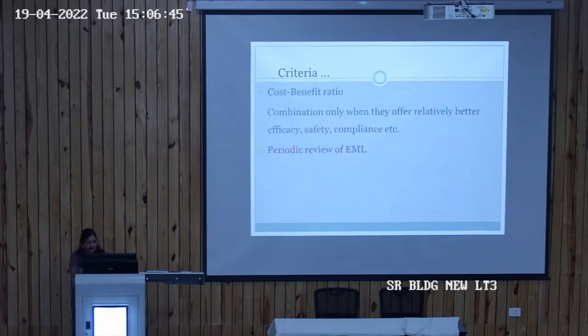Then the cost benefit ratio, you will assess the cost benefit ratio and you will select the drug, and combination is only included if they offer relatively better efficacy, safety, compliance, etc. Otherwise the single drug is preferred to be there in the essential medicine list. So national list of essential medicine 15 contains 376 drugs, in which only 20 are FDC. And periodic review of essential medicine list should be done. So its periodic review is done in 2 to 5 years.